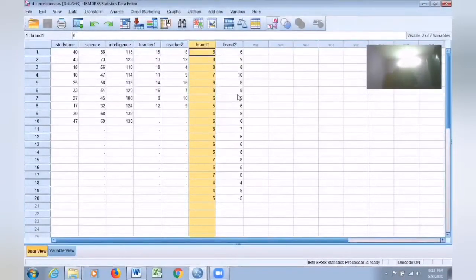If you see the ratings of the respondents, you can see there are a large number of tied ranks. For example, the first respondent has given 6 marks to both the brands. The third respondent has given 8 marks to both the brands. Candidate number 6 has given 8 marks to both the brands. Candidates number 12 and 13 have given 6 marks to both the brands. And candidate number 18 has given 4 to both the brands. Candidate number 20 has given 5 to brand 1 and 5 to brand 2. This way, a lot of tied ranks are there.